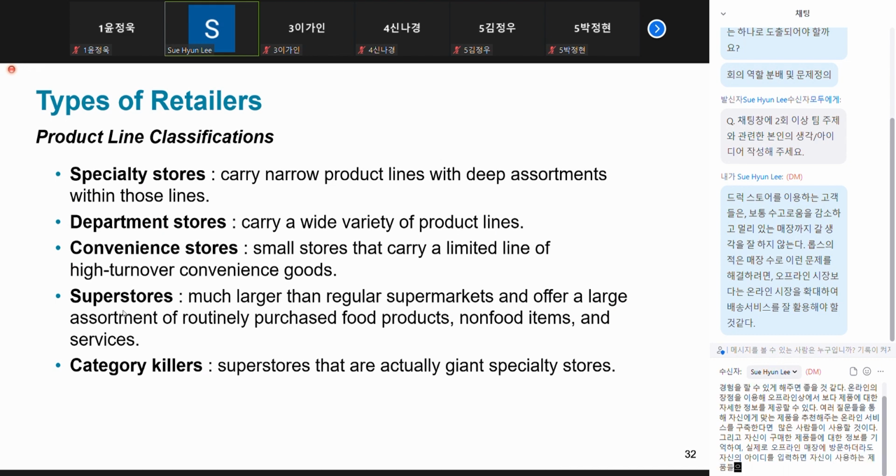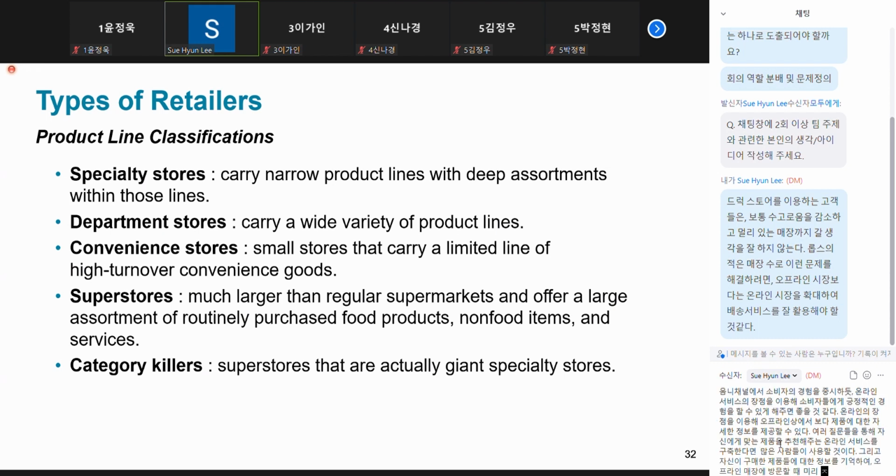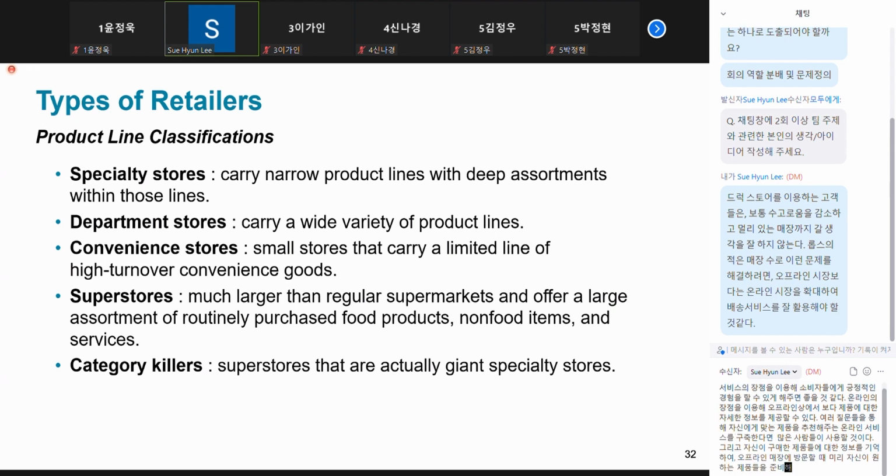Okay, and superstores are much larger than regular supermarkets and offer a large assortment of routinely purchased food products or non-food items and services. For example, like Walmart. Okay, that could be a superstore example. Recent years have also seen the rapid growth of category killers. Okay, they're actually giant specialty stores. They feature stores the size of airplane hangars that carry a very deep assortment of a particular line. And these kinds of category killers are all over the world, and can be found in a wide range of categories, including electronics, home improvement products, books, toys, and so on. It's a giant size compared to specialty stores.